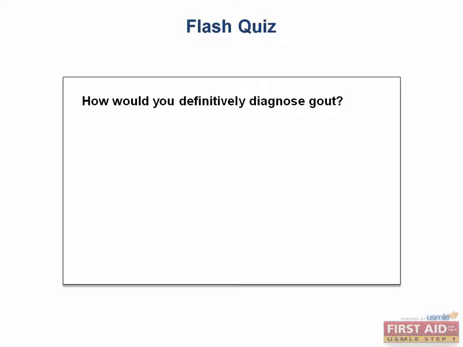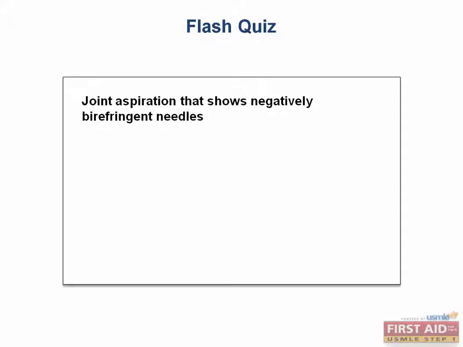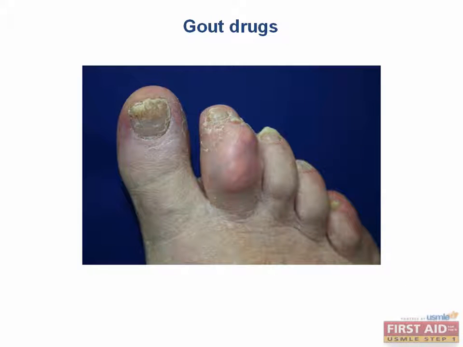Okay, before moving on to gout drugs, let's have a flash quiz to jog your memory. How would you definitively diagnose gout? With a joint aspiration that shows negatively birefringent needles. While we did discuss some of the treatment options for gout in the pathology section, we're going to go over them in more detail here.